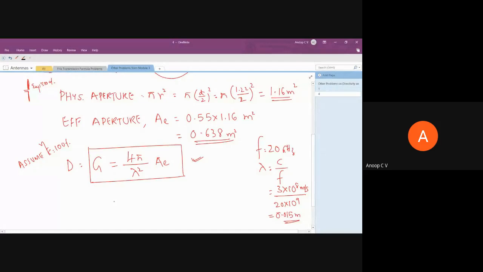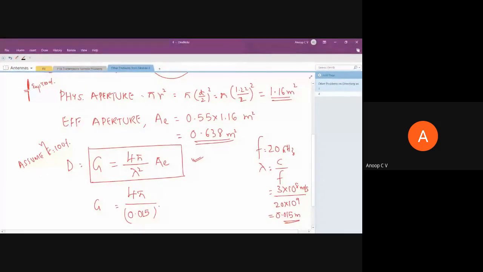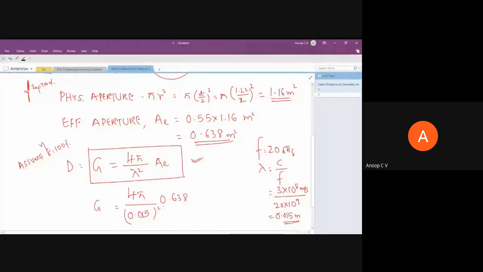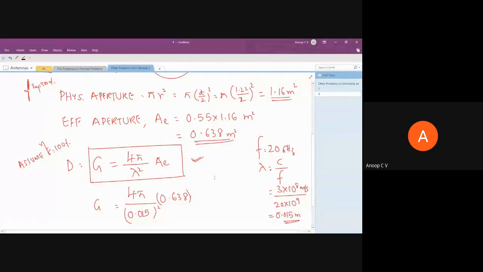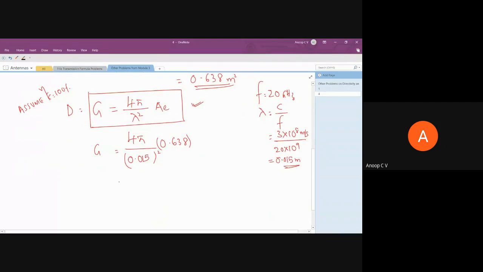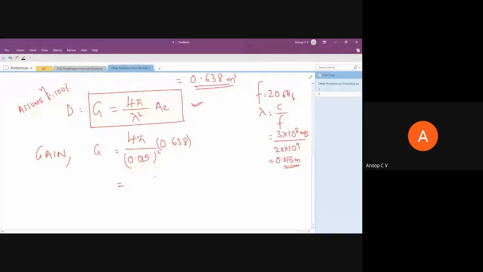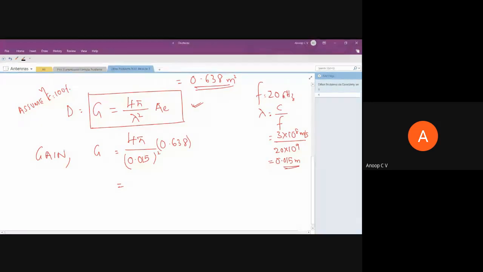So now I can find G, which is equal to 4 pi by 0.015 square times AE, which is 0.638. Please tell me what is the answer for gain? Not the final gain, the actual gain. What is the actual gain? You can either unmute and tell or type in the chat window.